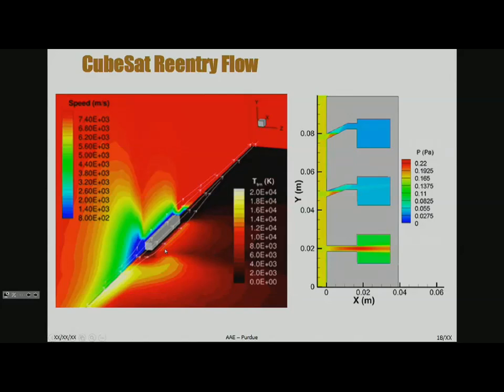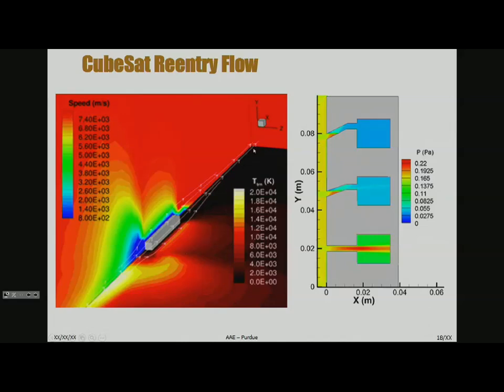In rarefied flow, though, you get free molecular flow. This is in low Earth orbit, so this is a very low pressure. The shock here is actually very diffuse. Here our CubeSat is 30 centimeters long, and the shock looks like it's probably longer than that. So it's not this finite line, it's a pretty diffuse shock. This is common in rarefied flow because you don't have enough particles to collide. When particles are reflected off the front surface of the CubeSat, they travel for quite a while before they collide with particles from the free stream, if that makes sense.